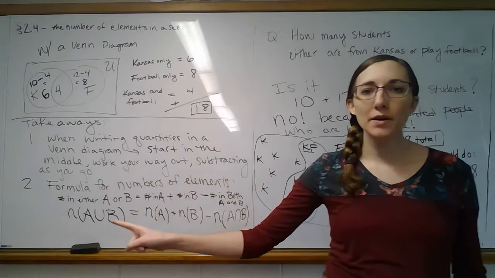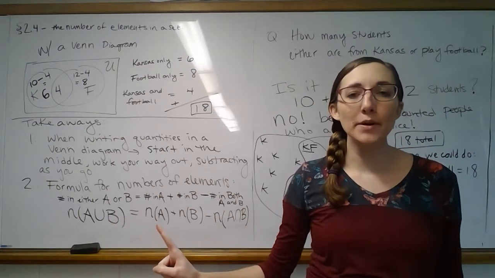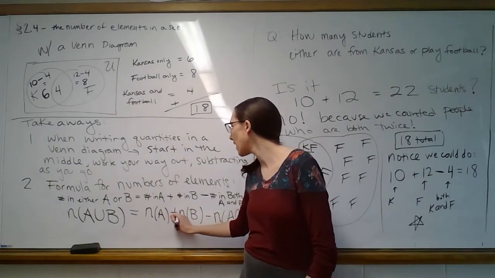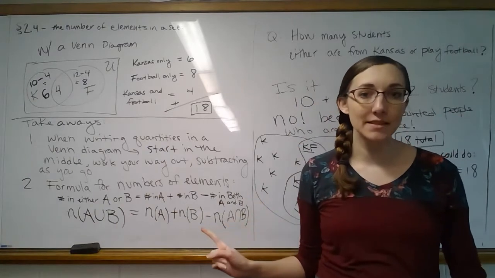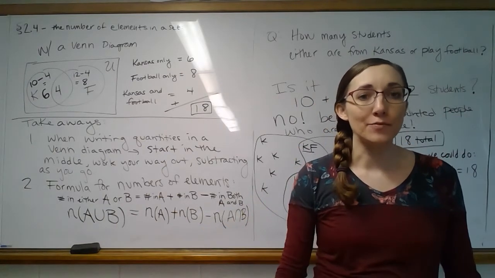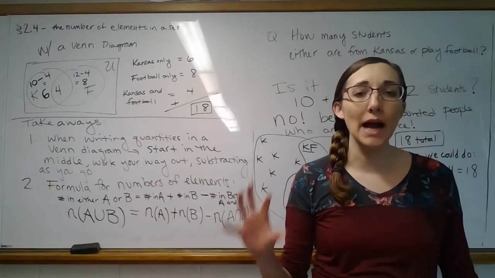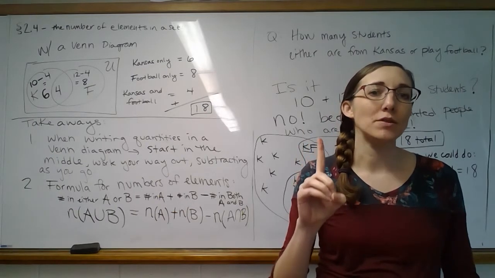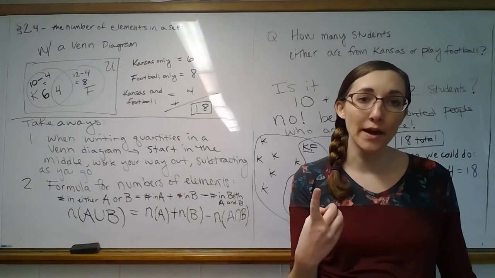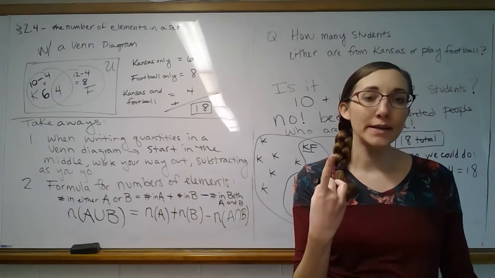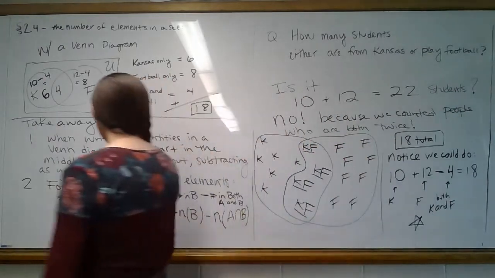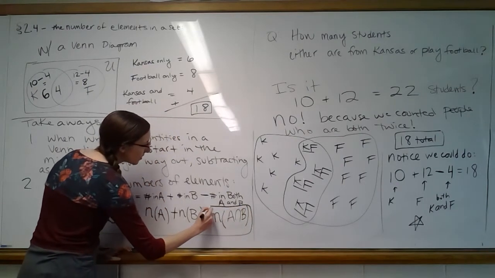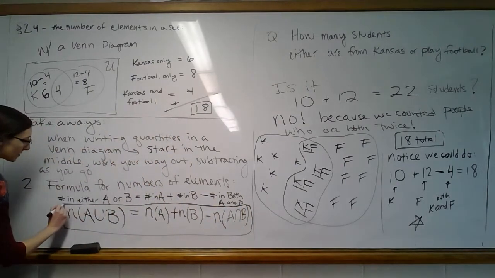So we've got the number in the union equals the number in A plus the number of elements in B, minus the number in the intersection. And the reason we're subtracting them is because those people were counted 2 times. So by doing a subtraction, they're only counted once. We do want those people, they are important, but we only want to count them 1 time. So this is a formula that we're going to use in this class.